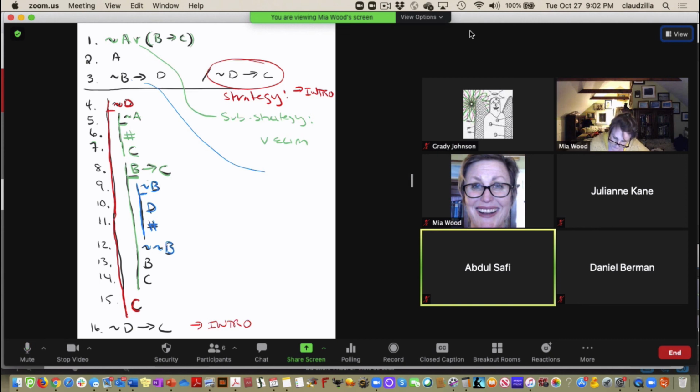Sub-strategy is negation intro. Right, so in each case, notice that what we're after is the conclusion of the strategic subproof, right? So the conclusion is C, so that we can generate the consequent of the conditional claim that is the conclusion. So assume the antecedent, derive the consequent.